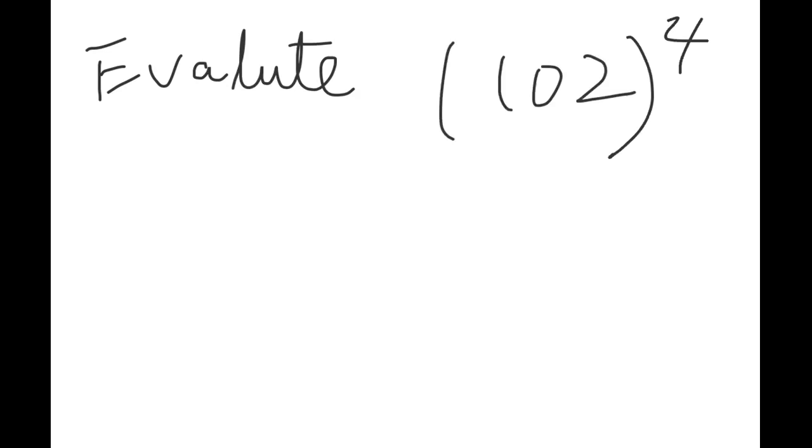The last thing to cover is evaluating big number powers by using the binomial theorem. For example, it's hard to evaluate this by hand, right? But what you can do here is use the binomial theorem. So you can represent 102 as 100 plus 2.